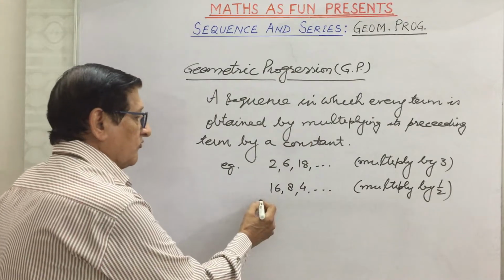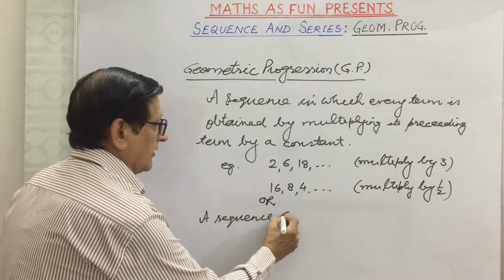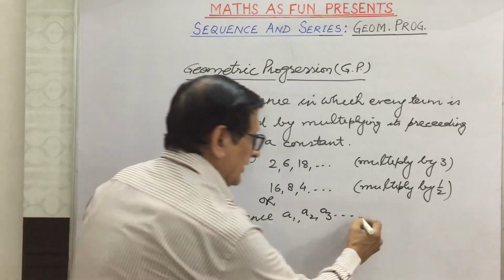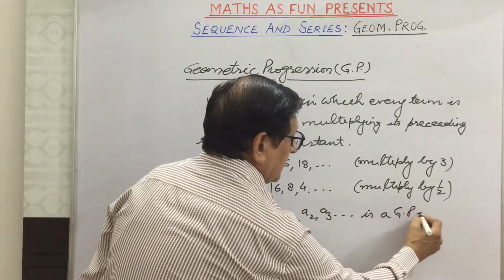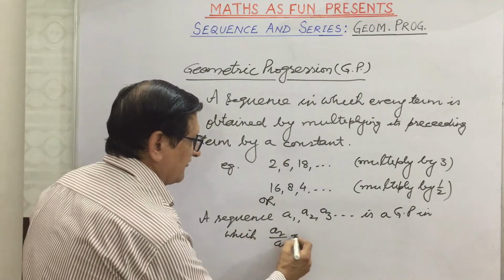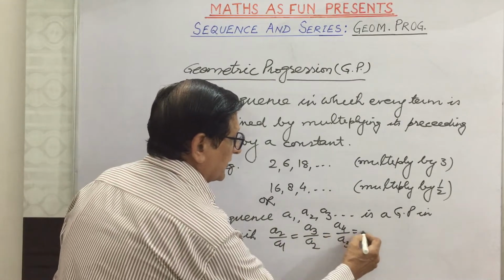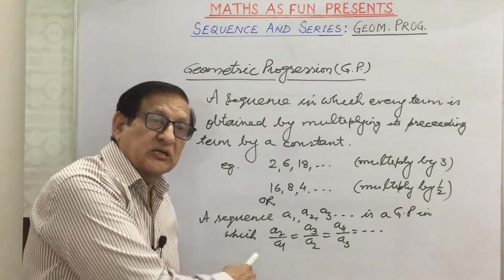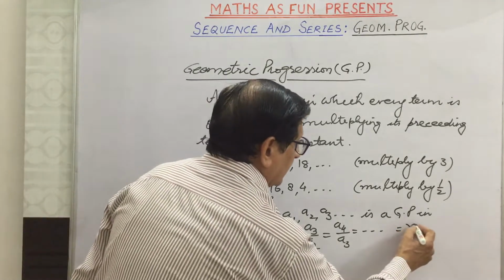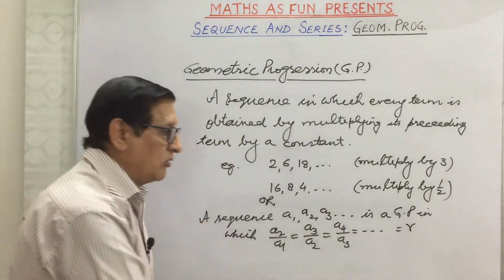In other words, we can also say that a sequence A1, A2, A3 and so on is a GP in which we find A2 upon A1 is equal to A3 upon A2 is equal to A4 upon A3 and so on. It means the ratio of consecutive terms is the same. That is a constant. We call it R. We say that this ratio is the common ratio.